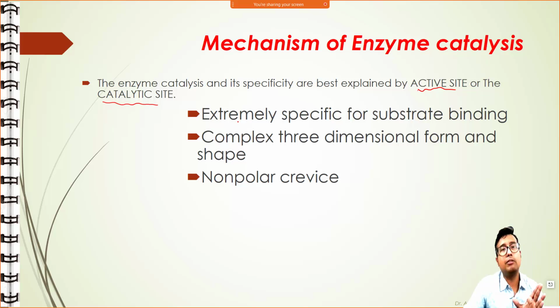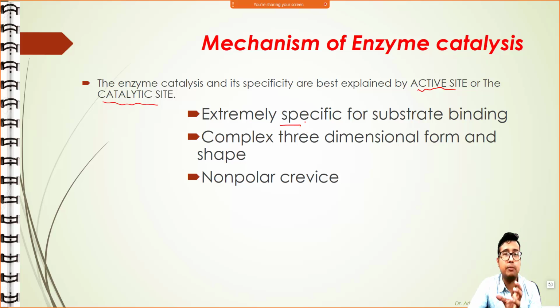There are a few enzymes, for example, hexokinase, that are a little bit liberal. Their sites are also substrate specific. For example, any hexose sugar can come and attach, but not any pentose sugar. Hexokinase will not catalyze ribose 5-phosphate formation. So these are the few characteristics, extremely specific for substrate binding.